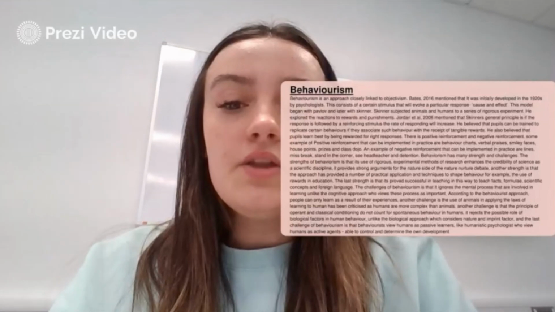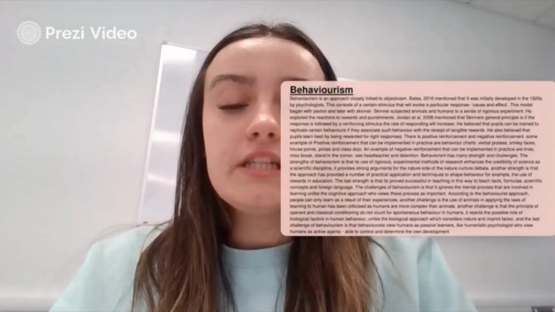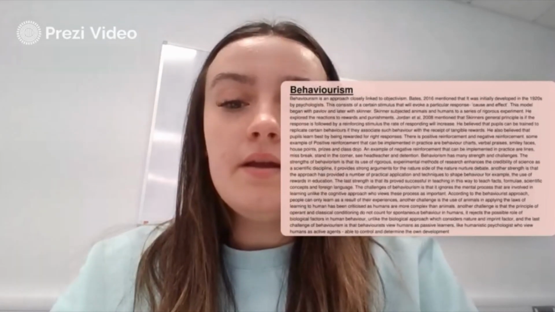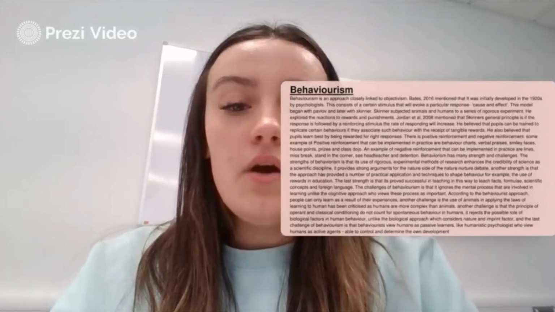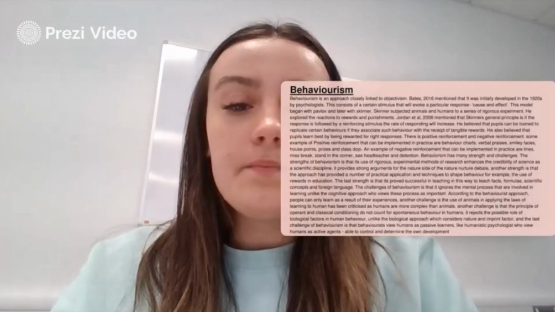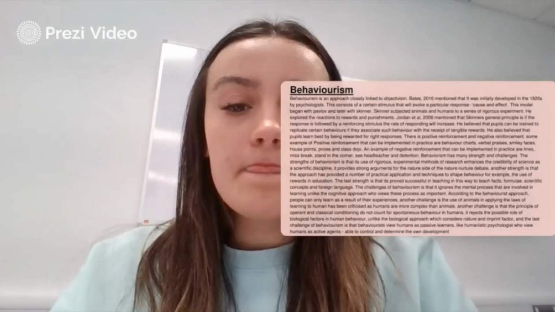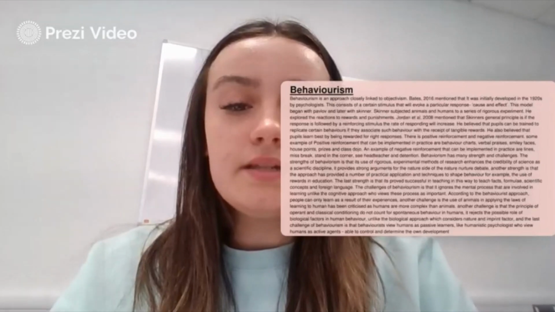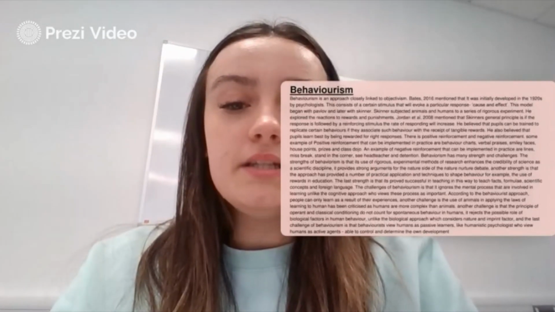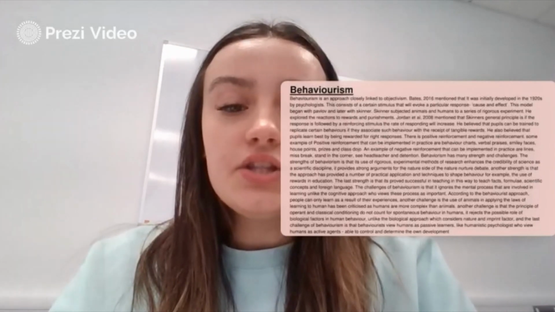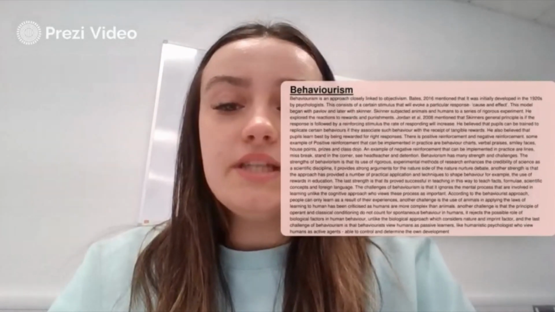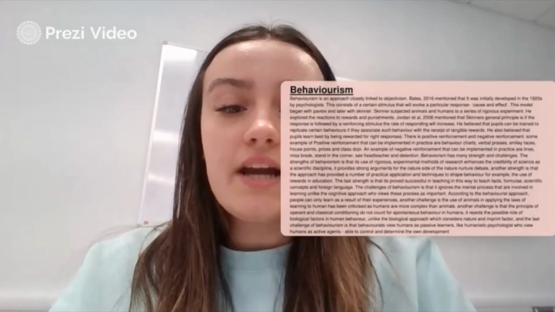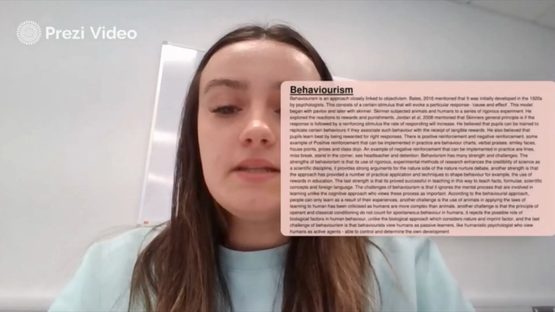Behaviorism has many strengths and challenges. The strengths of behaviorism is that it uses rigorous experimental methods of research and enhances the credibility of science as a specific discipline. It provides strong arguments for the nature side of the nature-nurture debate. Another strength is that the approach has provided a number of practical application techniques to shape behaviour, for example, the use of rewards in education.